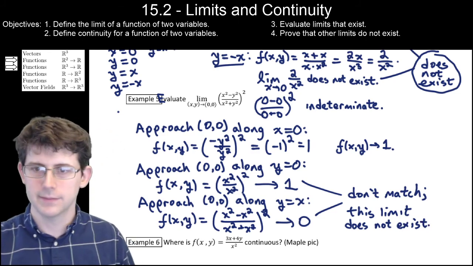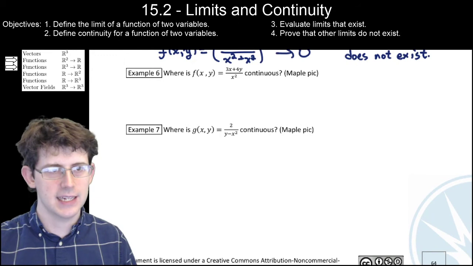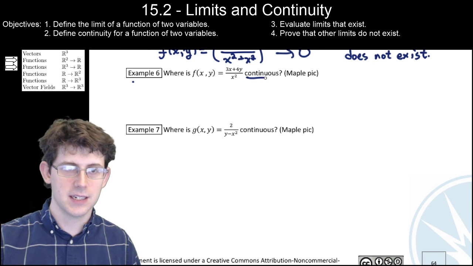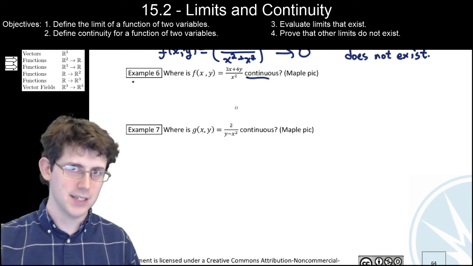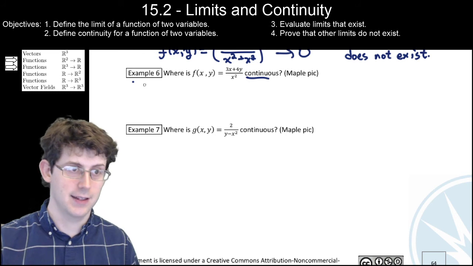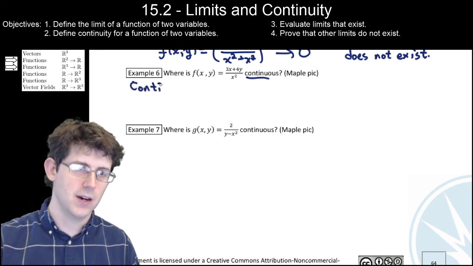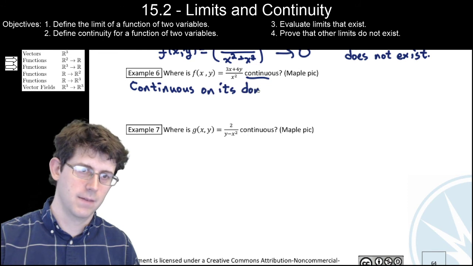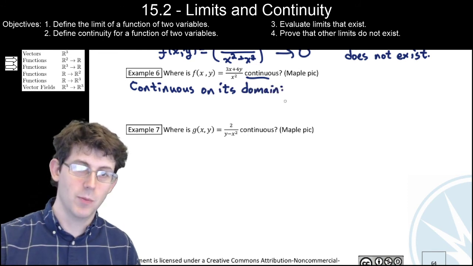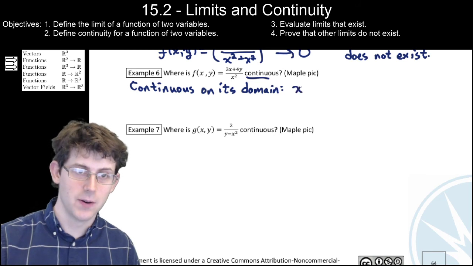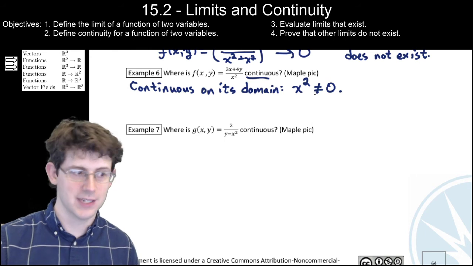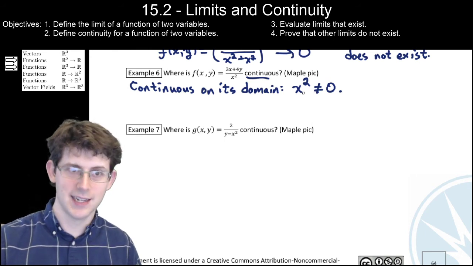Cool. Okay, let's do these last ones where we ask where a function is continuous. To find out where a function is continuous, we know that since these are rational functions, they are continuous on their domain. So all of our nice familiar functions are continuous on their domain. Its domain is all the places where the denominator is not 0. Okay, well, when does x squared not equal 0? That's all the places where x is not 0.